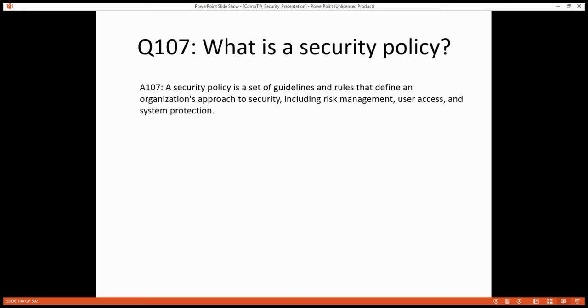Q107. What is a security policy? A107. A security policy is a set of guidelines and rules that define an organization's approach to security, including risk management, user access, and system protection.